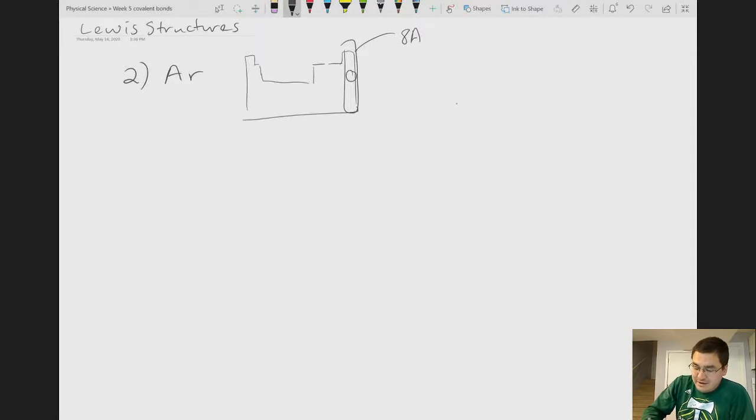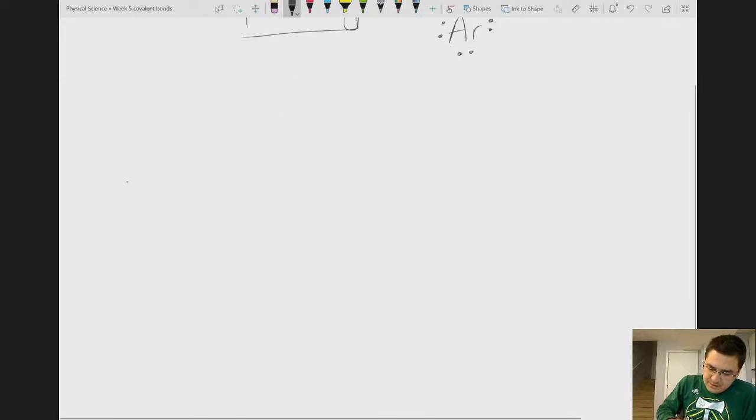So I just start and draw argon. I go 1, 2, 3, 4, 5, 6, 7, 8. And you can tell argon has a full octet. So the noble gases, the 8A gases, have a full octet and are stable. They don't really react or interact with many other atoms because of their electron structure.